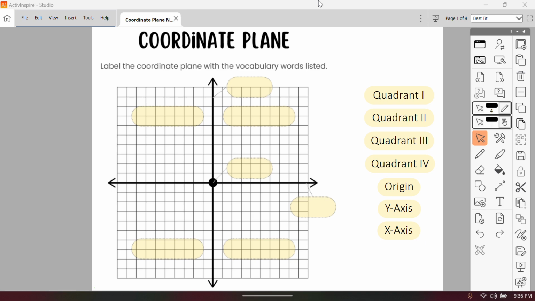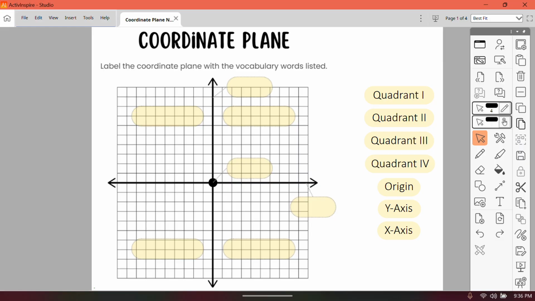Hey, everybody. I am super excited to be starting a brand new unit with y'all. This is going to be graphing linear functions, talking about slope, talking about y-intercept. We're going to have points and tables and lines and all kinds of stuff. But before we can do any of that, we got to know some basic vocabulary. So we got to talk about the coordinate plane and all the vocabulary that comes with it.